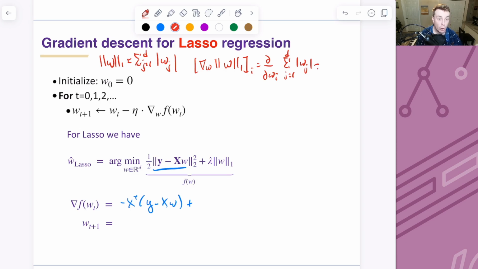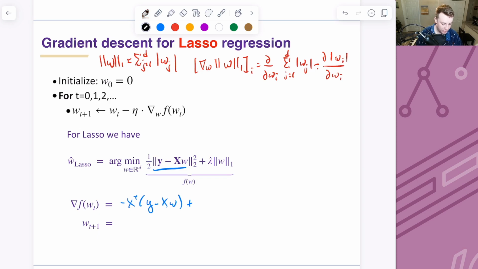This ends up being 0 for all terms other than wi, because all the other terms in that sum are w1, w2, w3, all the ones that aren't wi. The derivative of those with respect to wi is 0. So the only term that's left is the partial derivative of the absolute value of wi with respect to wi.